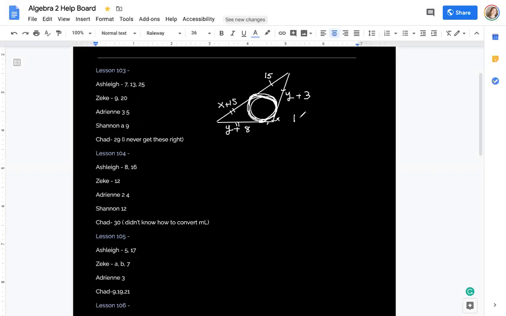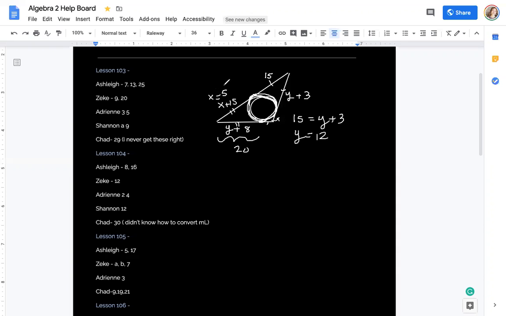So we're going to start out with this one. We can say 15 equals y plus 3, and we get y equals 12. And then we can just plug them in here. This side's going to be 12 plus 8, so it's going to be 20. And then this x is going to equal 5 because this is also going to be 20. 5 plus 15 is 20.